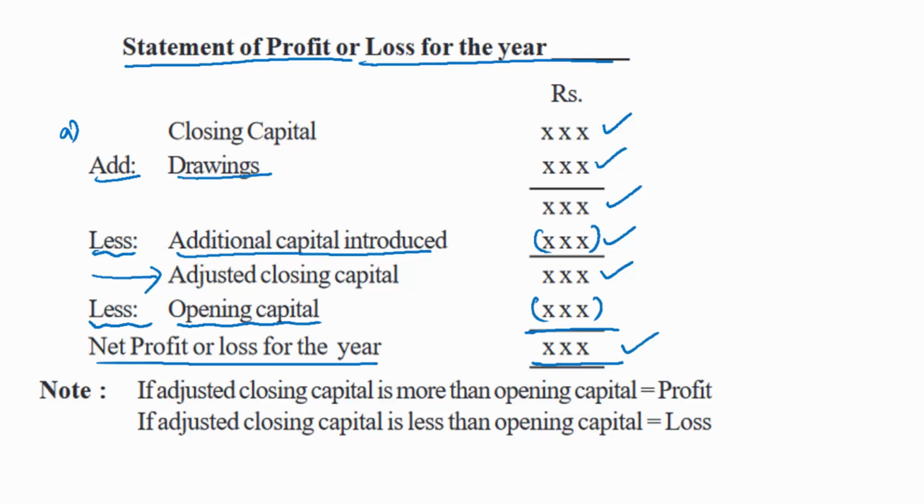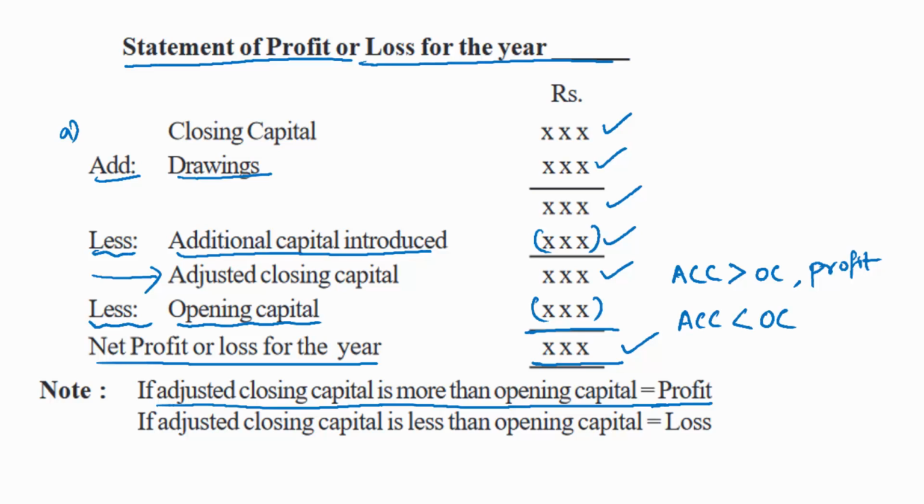So please note, if the adjusted closing capital, to put it rightly, is greater than the opening capital, then we have profit. If the adjusted closing capital is more than the opening capital, then we have profit. If the adjusted closing capital is less than the opening capital, then what we have is loss.